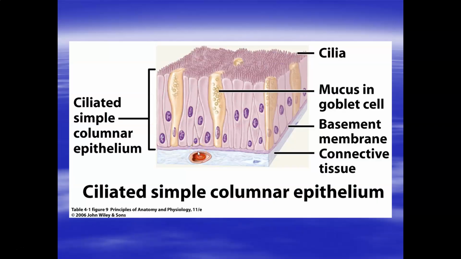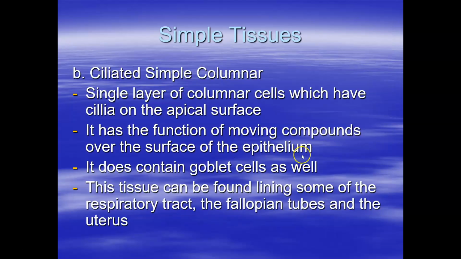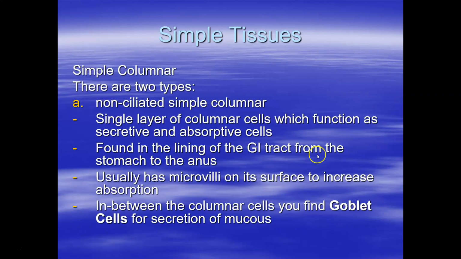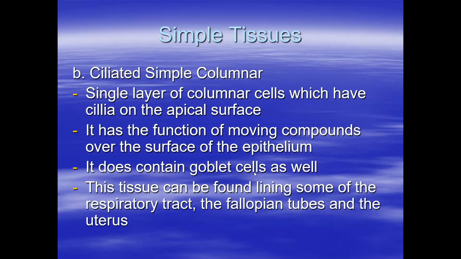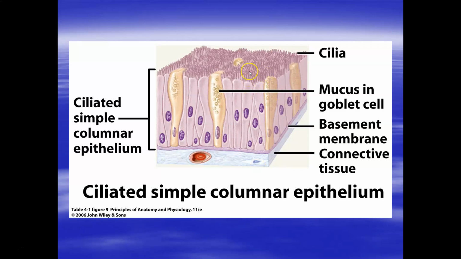Now we're going to do ciliated simple columnar. Same idea. Again, a single layer of columnar cells, which has cilia on the apical surface. And it has the function of moving compounds over the surface of the epithelium. And it too contains goblet cells. So what's the difference? Non-ciliated columnar has microvilli, which increases surface area for absorption. Ciliated columnar contains something called cilia. And the cilia's role is to move things.